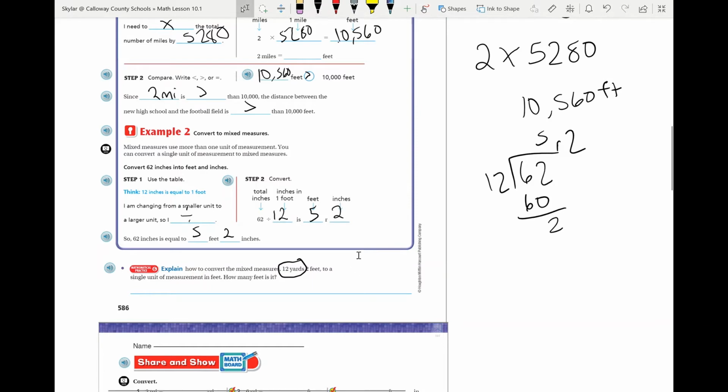So we're going to think about it. Yards and feet. Since yards are bigger than feet, you're going to have to multiply. So 12 times, how many feet are in a yard? Well, 3 feet are in a yard. So that's 36. And then what you have to do is add that 2 feet that you already had. So 12 yards and 2 feet is actually just going to be 38 feet.